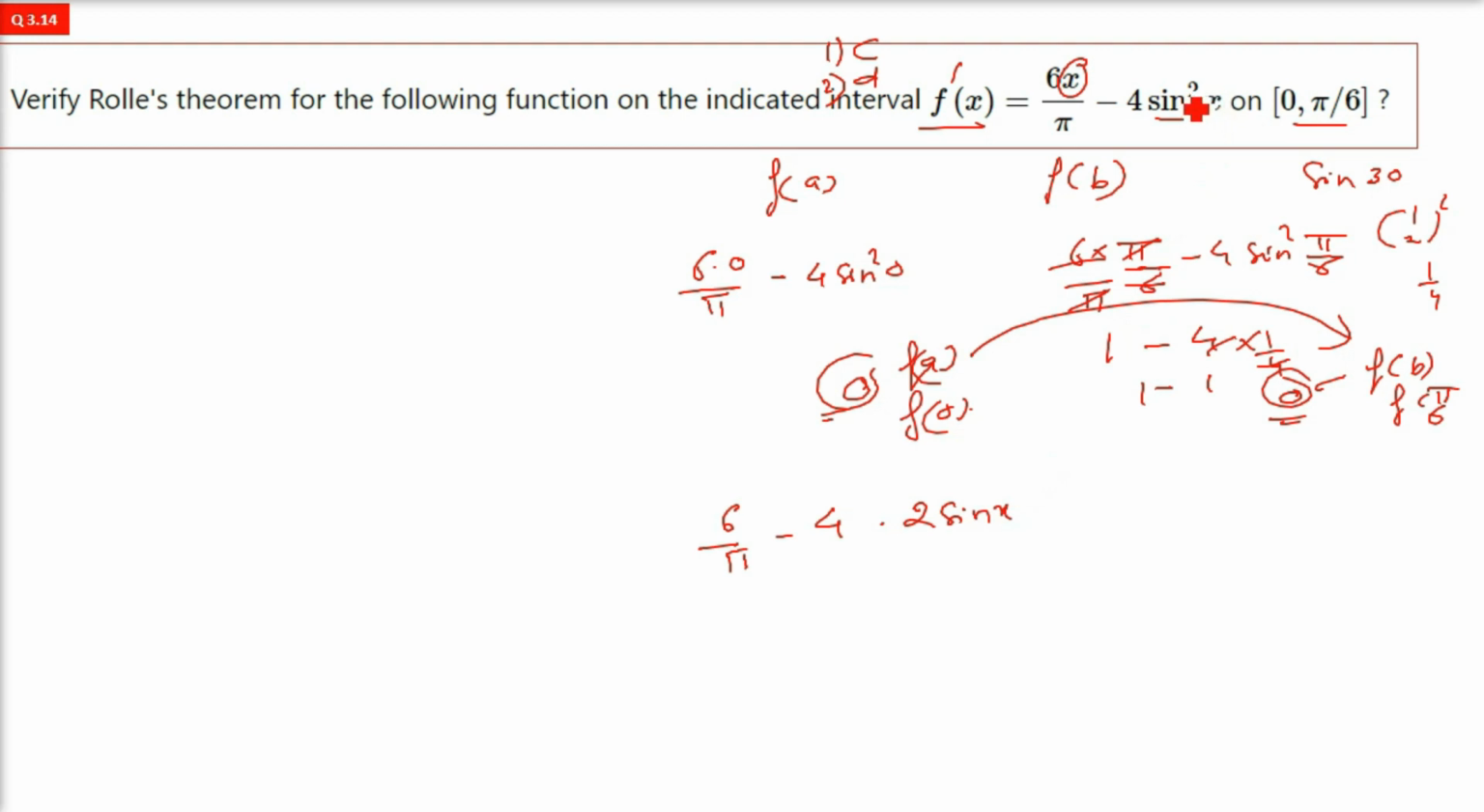Sine square will be 2 sine x. So I'm treating it as x raised n. So 2 sine x, then the differentiation of sine x is going to be cos x. And this has to be put as 0. So what do you get?